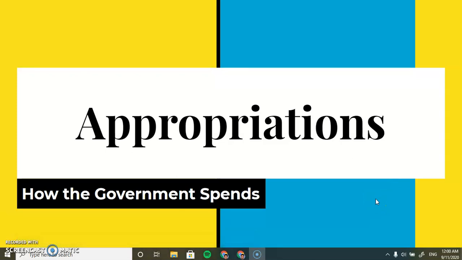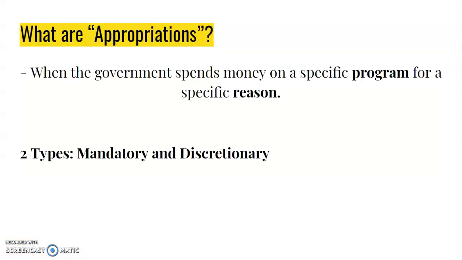Today we're going to be talking about appropriations, or how the government spends their money. So what are appropriations? Appropriations are when the government spends money on a specific program for a specific reason.